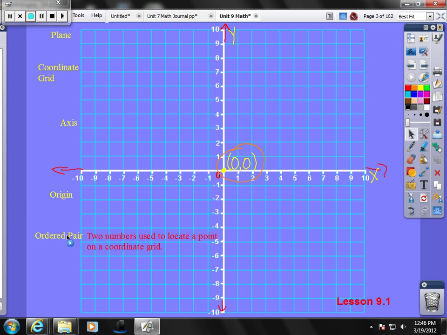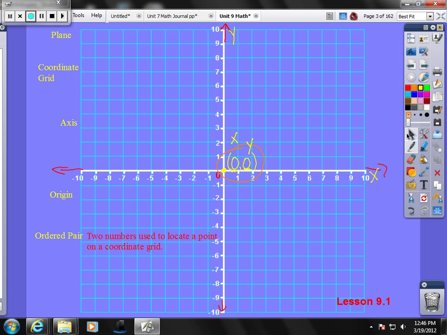An ordered pair is two numbers used to locate a point on a given grid, or on a coordinate grid. What's interesting about ordered pairs is that the first number is always your x-axis, and the second number is always your y-axis. First number is always your x-axis. Second number is always your y-axis.